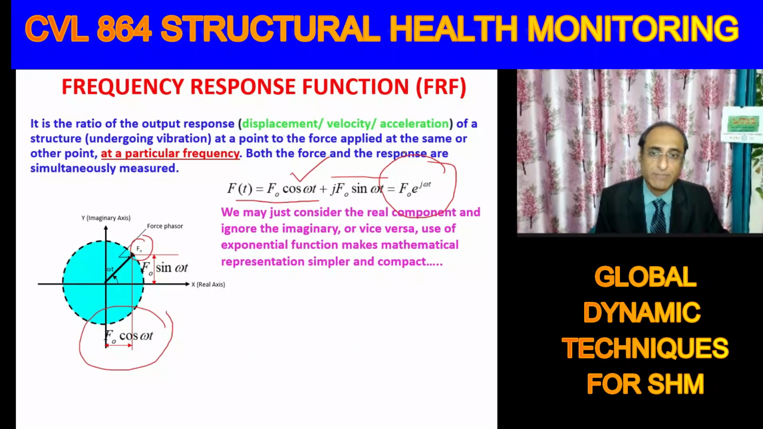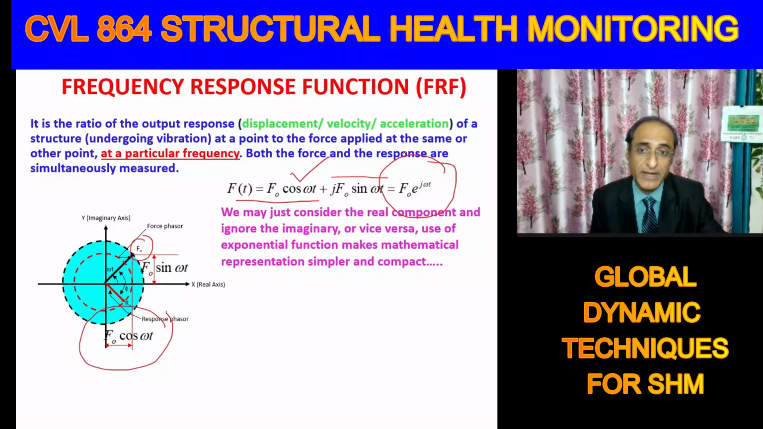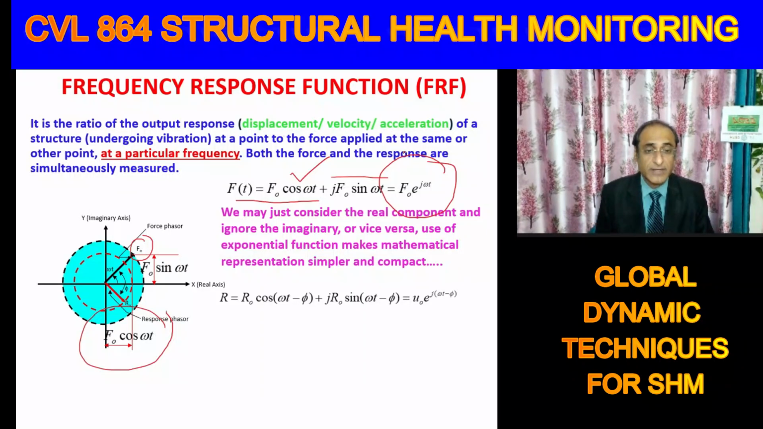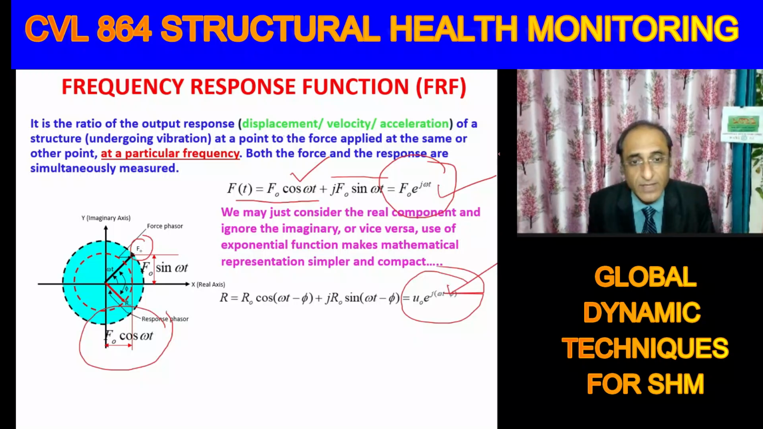If we are doing it in this fashion, then the response can also be expressed in similar phasor terms. The only thing is that the response will lag behind the force. The response could be displacement, strain, or acceleration, so we are just using a general term R for response. Now the response is lagging behind the force, so we can represent it in the same fashion. This is the response phasor and its horizontal projection is R0 cos(omega t minus phi), because phi is the phase lag of the response as compared to the force. Now you see the beauty here, why we are using exponential functions: it makes everything very compact and takes into account the phase difference very easily.